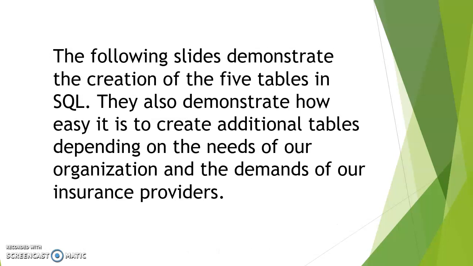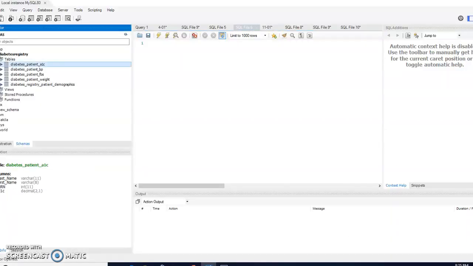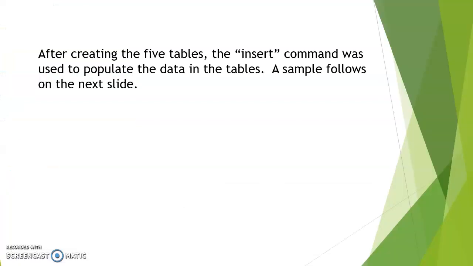The following slides demonstrate the creation of the 5 tables in SQL. They also demonstrate how easy it is to create additional tables depending on the needs of our organization and the demands of our insurance providers in caring for these patients. This simply shows you the various slides that were created: A1C, fasting blood sugars, weight, blood pressure.